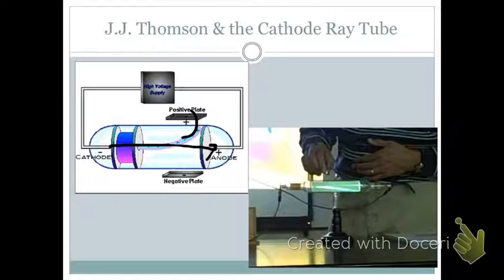The picture on the left is a cartoon image. The picture on the right is a science teacher showing his students an actual cathode ray tube. If you notice, the beam is actually pointed away from the magnet. So what do you know about the magnet? It was the negative plate.